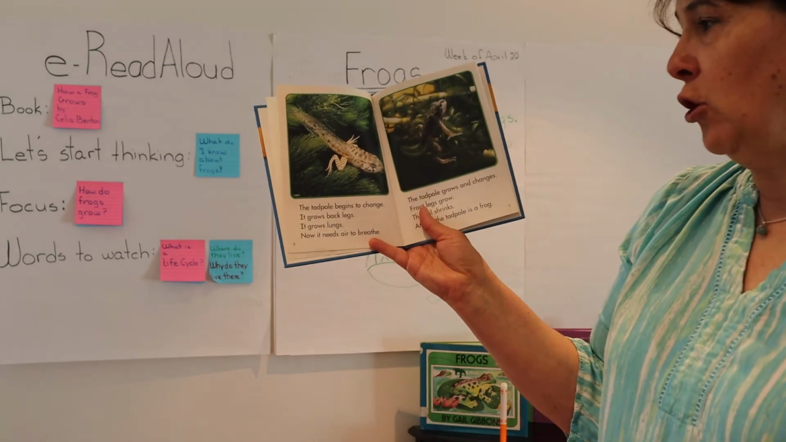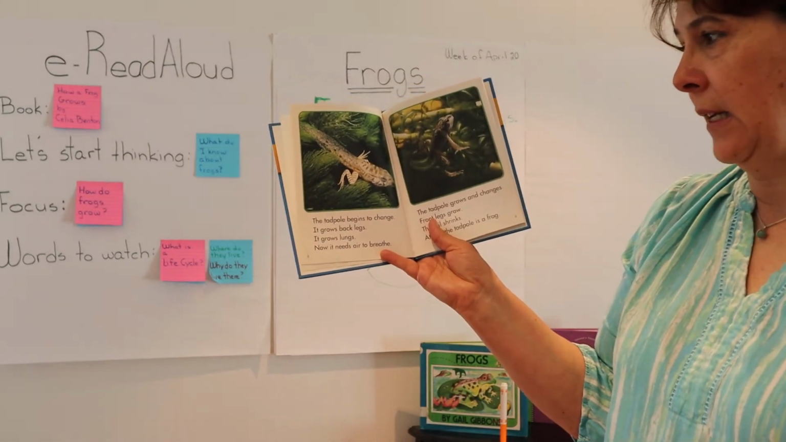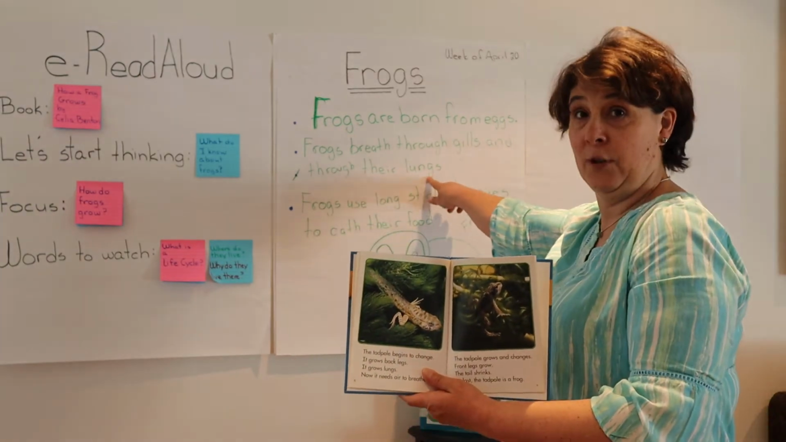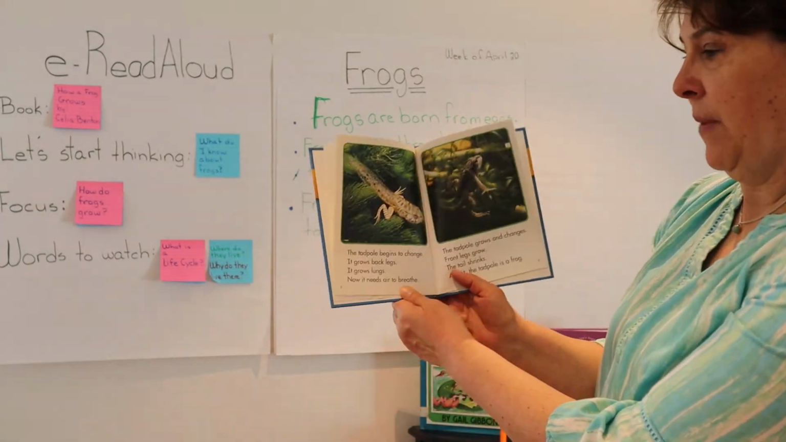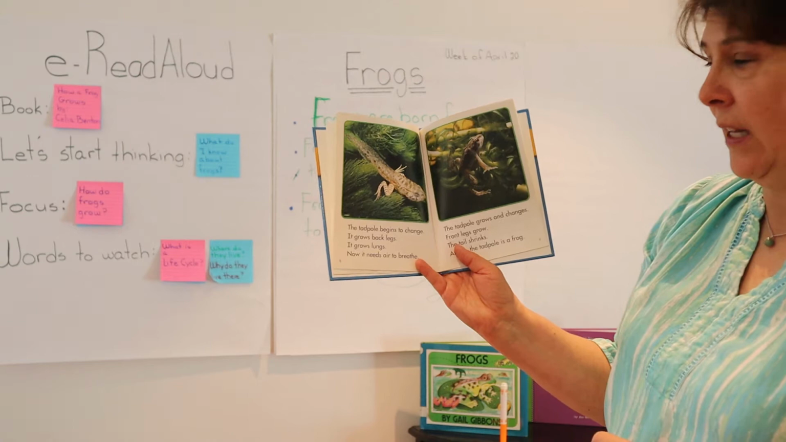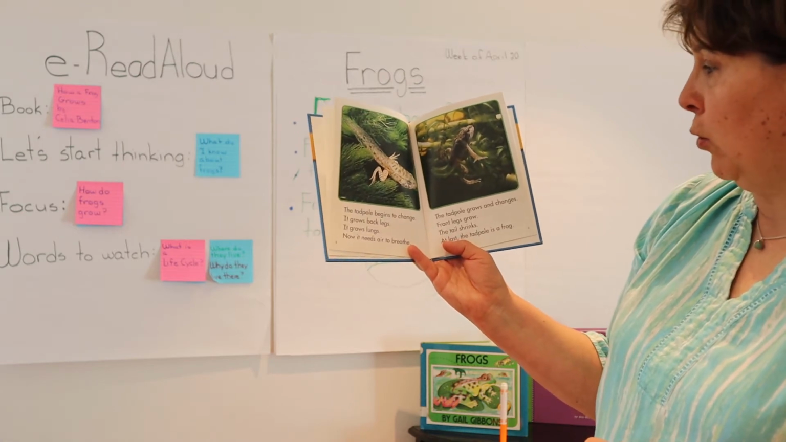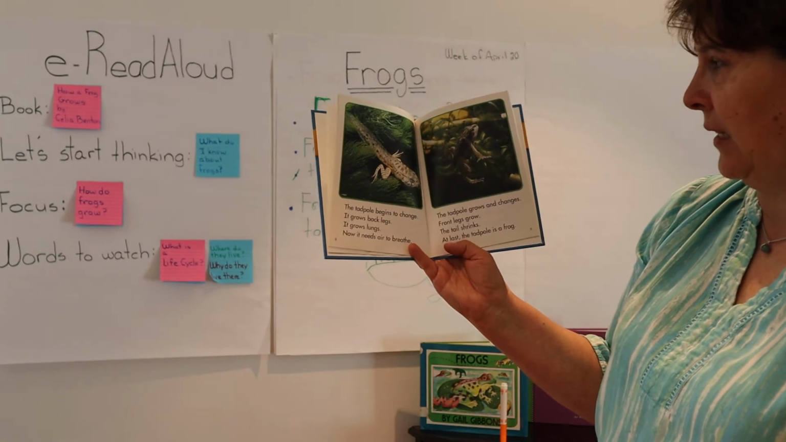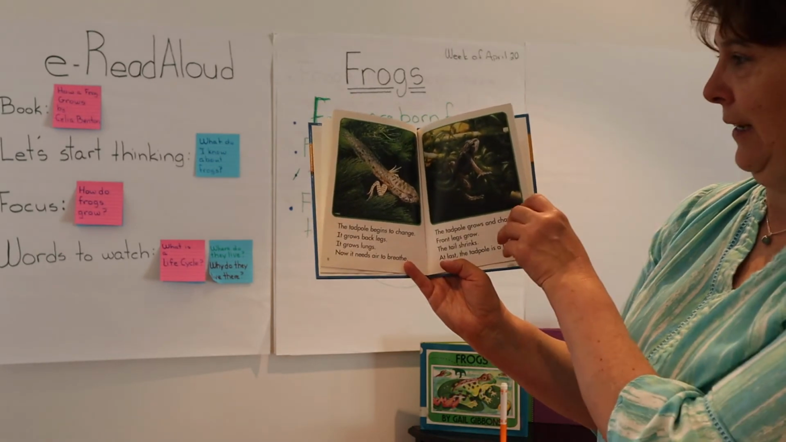The tadpole begins to change. It grows back legs. It grows lungs. Do you see this? We're starting to connect information. Now it needs air to breathe. The tadpole grows and changes. Front legs grow. The tail shrinks. At last, the tadpole is a frog. Can you see that?